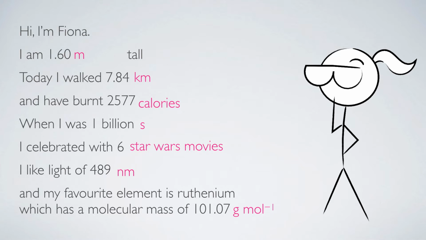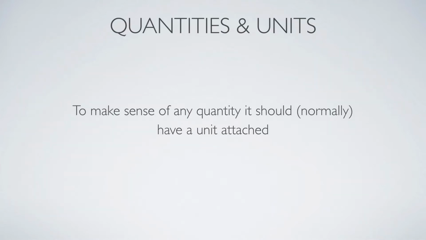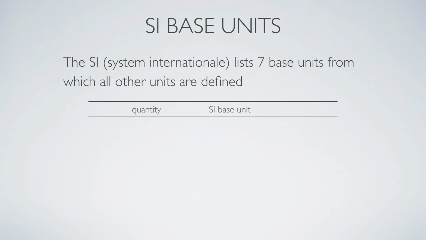Okay, I've just spent a rather silly few minutes basically saying that to make sense of any quantity, it should have a unit attached. There are some quantities in chemistry that don't have units, but usually things belong to units. Now, there are a few basic units that we use, and these are called the SI base units. The SI, or the System International, lists 7 units from which all of the units are derived. Scientifically, these are the units we go around using.